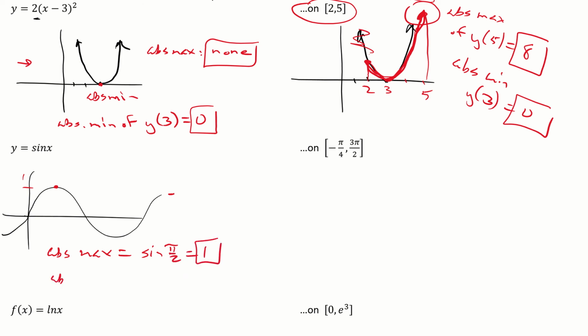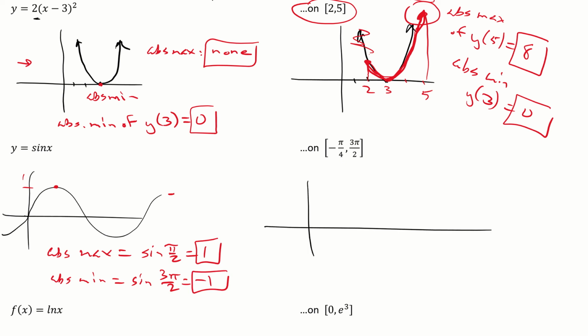And the absolute min of this is maybe sine of, what's the one, 3 pi over 2, there you go, I knew I could pull that out, is negative 1. Okay? Well, if we restrict this guy's domain, it changes things possibly.